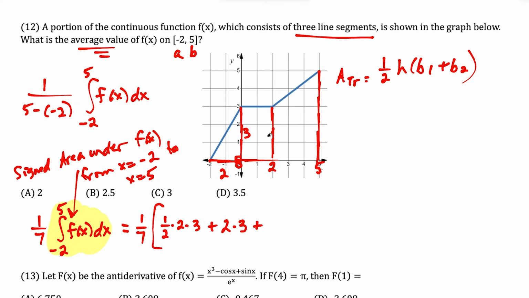The bases are the parallel sides. So normally when we think about trapezoids, we think of these trapezoids here where they look like this and the bases are going in the horizontal direction. But in calculus, you're often going to encounter trapezoids that have bases going in the vertical direction.